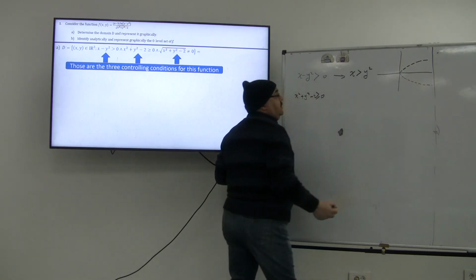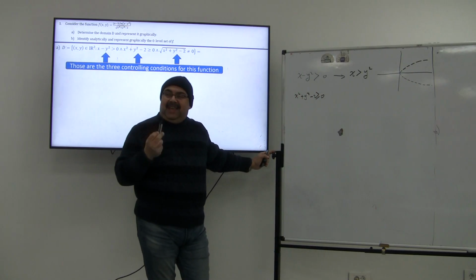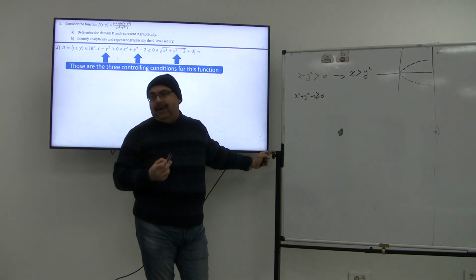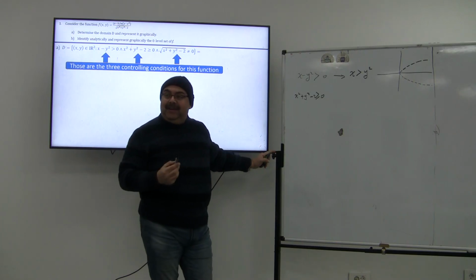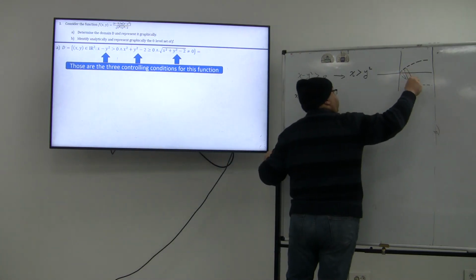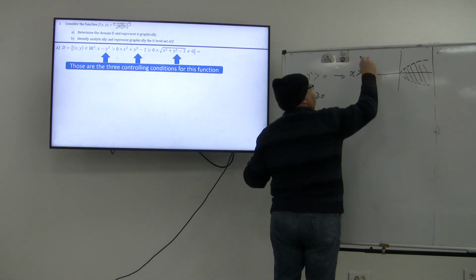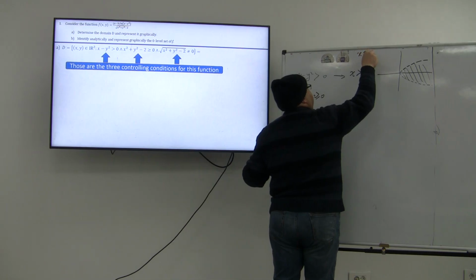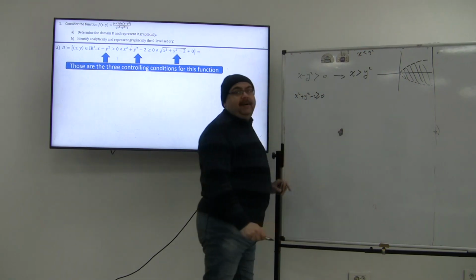What I've drawn here is the boundary, which is x equal to y squared. But I need x greater than y squared. X greater than y squared represents all the points inside your parabola. If I want to draw x less than y squared, it will be the points outside your parabola.